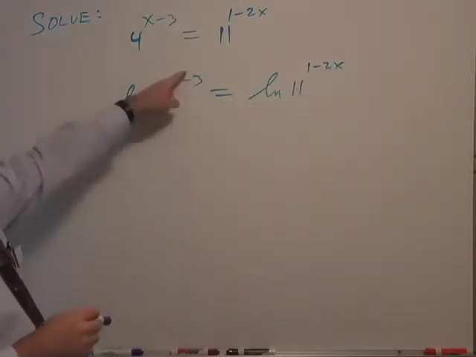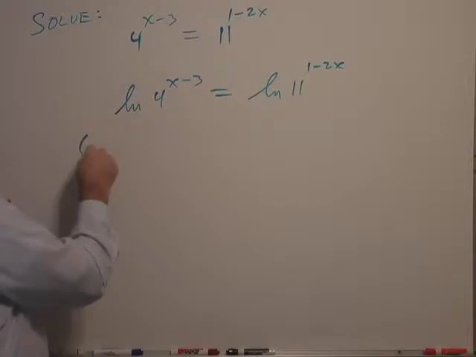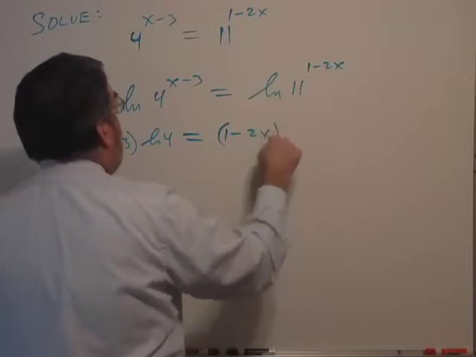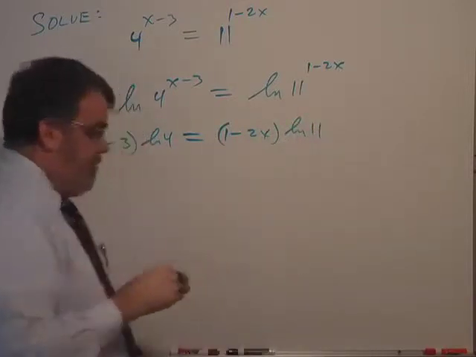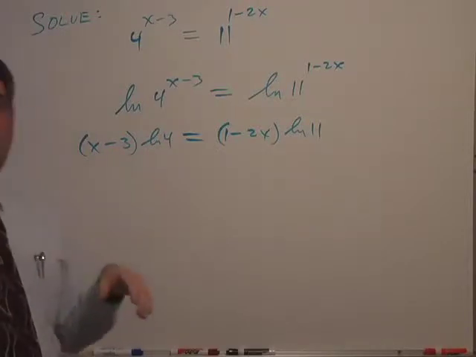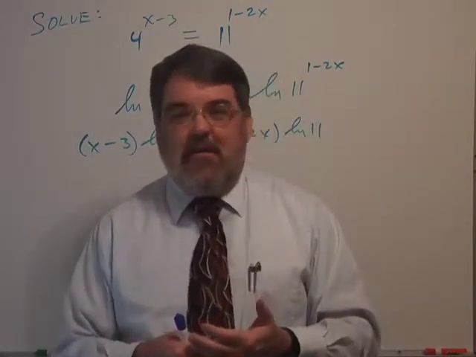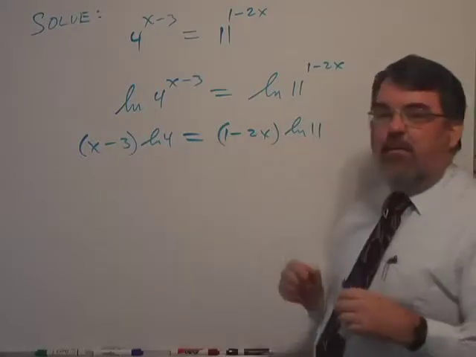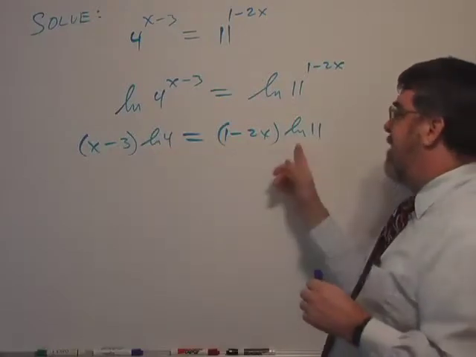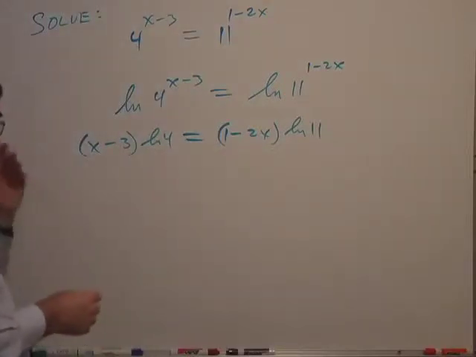and the power rule says that these exponents will multiply in front. So I end up with x minus 3 natural log of 4 equals 1 minus 2x natural log of 11. There we go. Now, this is a simple linear equation. The only way it's different from something you may have solved in beginning algebra is that we have some unusual coefficients. And if this was like a 2 and this was a 4, then this would be a real no-brainer to solve. But it gets messy with the logarithms.